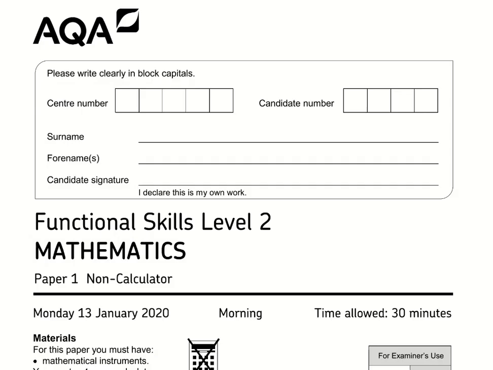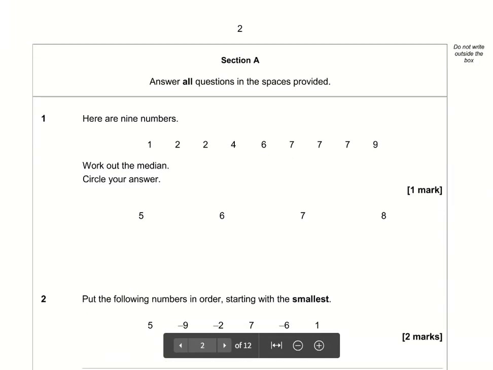Here are the video solutions for AQA Functional Skills Maths Level 2, and this is the January 2020 paper. This is paper 1, the non-calculator paper as well. So let's take a look at question number 1.